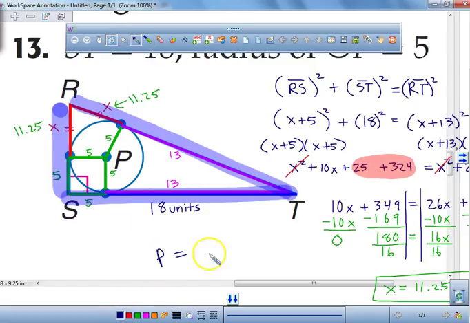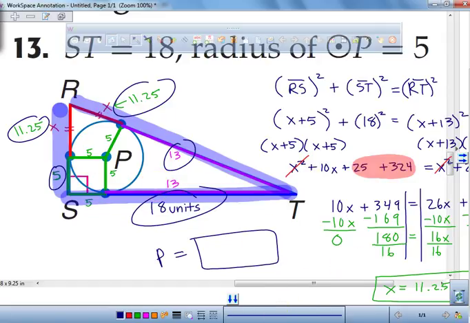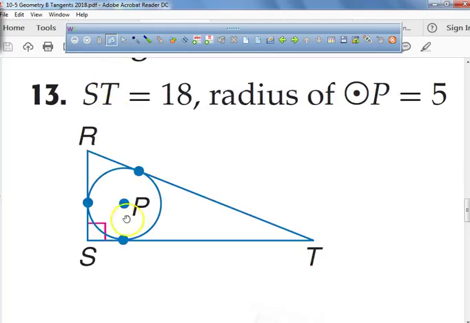I don't need to know the answer. I just simply want you to add these numbers together, and finally that number together. Add it all up, and that will give you your perimeter.